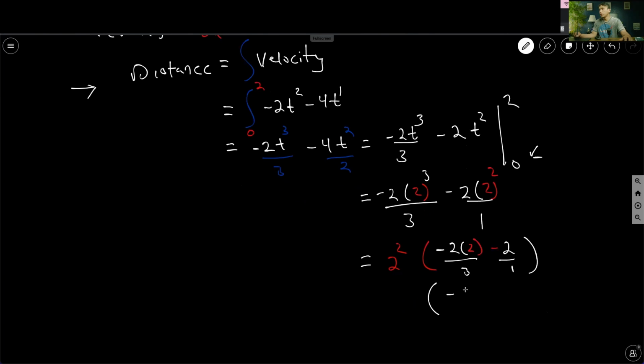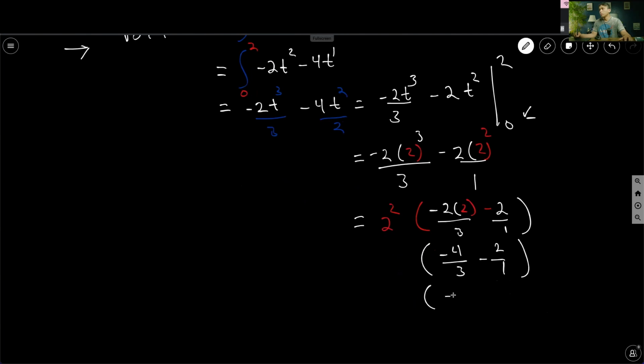Now we solve this. This becomes minus 4 over 3 minus 2 over 1. And then we do common denominator. So then this becomes minus 4 over 3 minus 6 over 3. Okay, and then we combine them. It becomes minus 10 over 3. And don't forget we multiply by the 4 that we pulled out earlier. So the final answer is minus 40 over 3.